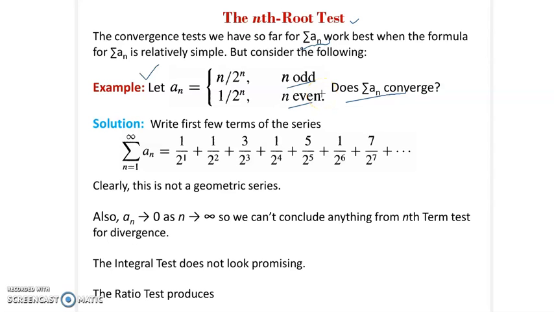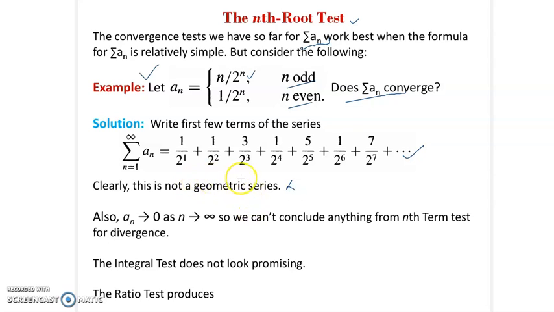So we'll try to apply all the results that we have done so far. First we'll write the first few terms of the series. So when n is equal to 1, it is odd, so it is 1 by 2. Then n is equal to 2, 1 by 2 square. When n is equal to 3, coming from here, 3 upon 2 to the power 3. When n is equal to 4, 1 by 2 to the power 4, and we write some terms. Now look at these terms, clearly they are not forming a geometric series, so we cannot apply that formula over here. So we cannot apply geometric series.